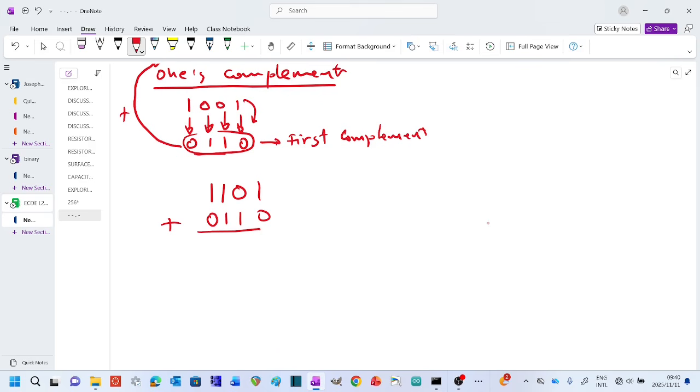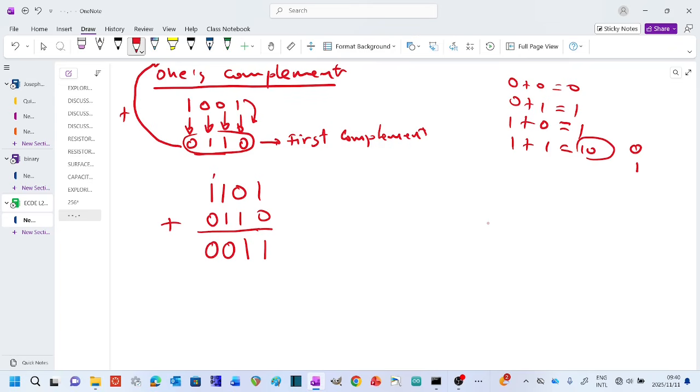Now remember the rule of addition: 0 plus 0 is 0, 0 plus 1 is 1, 1 plus 0 is 1, and 1 plus 1 is 10, so you write a 0 and carry 1 over. We apply the same method here. 1 plus 0 is 1. 0 plus 1 is 1. 1 plus 1 is 0, and we carry 1. Now 1 plus 1 is another 0, and we carry 1.